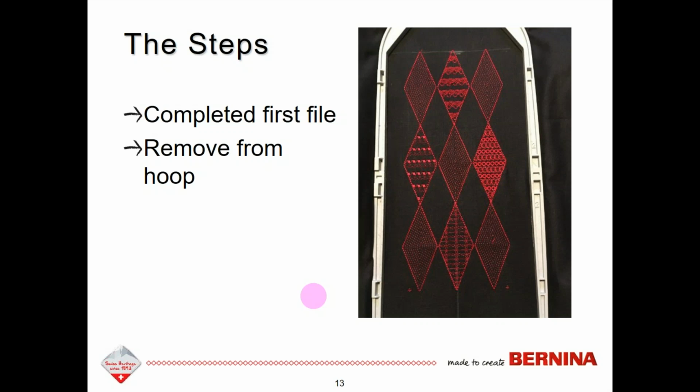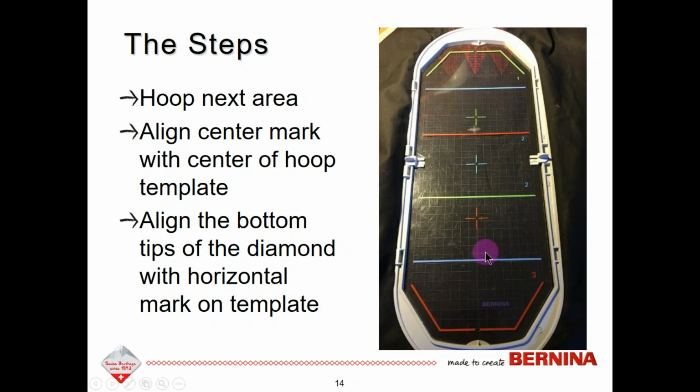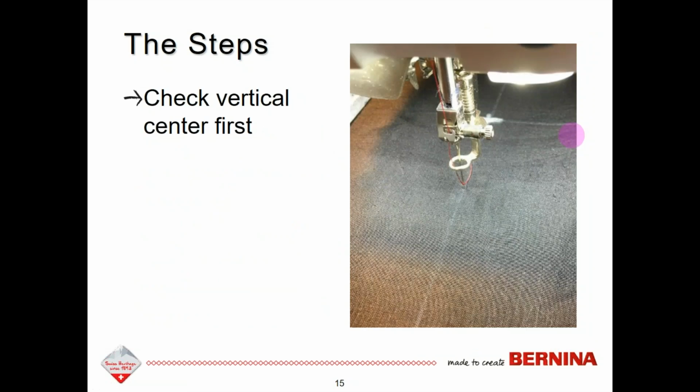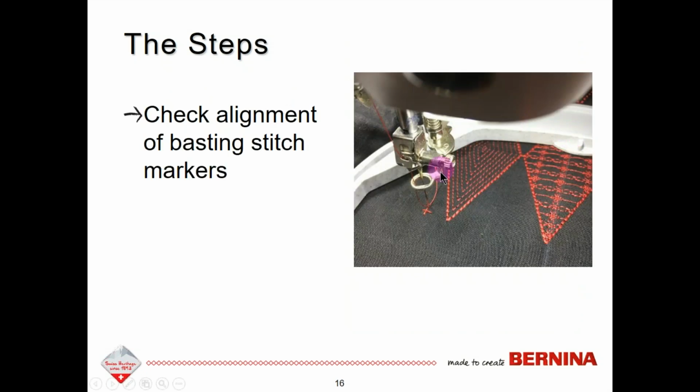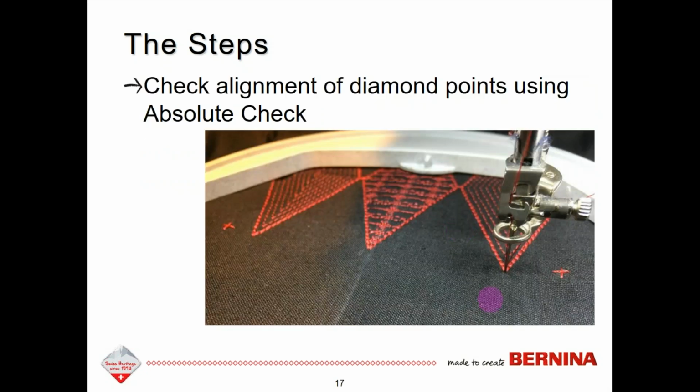Bring in the second file, and now you're ready to align the next section. Again, just make sure that the tips are included in the hoop, because you're going to need to align. You've got that center line that you'll align with the template. You'll tighten your hoop screws, make sure everything is aligned, and then go back to the machine, check the vertical alignment first, and then you can check the alignment of the basting stitch markers if you're working on a project where the basting stitch markers are important. In this case, all you would have needed to do was touch the tip of the diamond shape, and you'll check both the left as well as the right. Here I'm showing you how you can align at the tip rather than using the basting stitch markers.